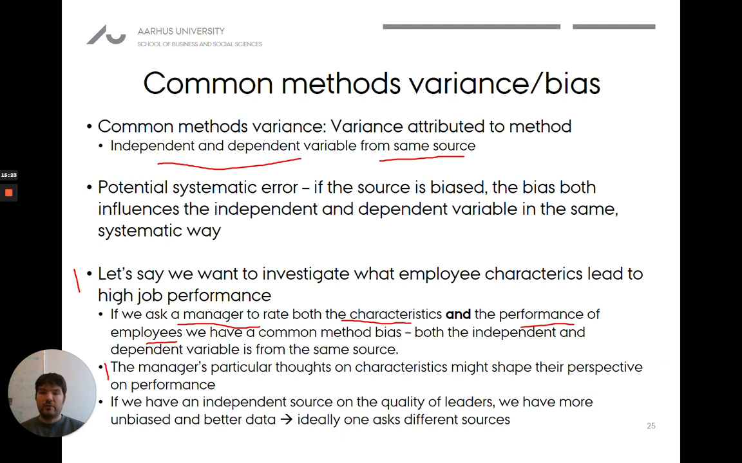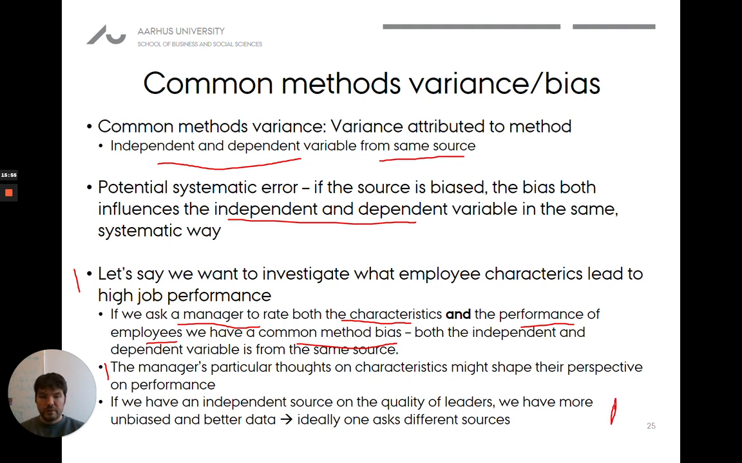So we have the risk of a common method bias, because the data that we're getting on both the independent and the dependent variable is from the same source. We risk that it's systematically skewed by the same source assessment of both of these elements. So if the source is biased, the bias influences both the independent and the dependent variable in the same systematic way. So you might end up with something that is very significant and looks very substantial, but it's just an artifact of the way the data is collected.